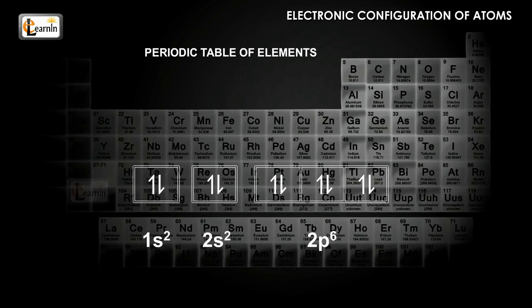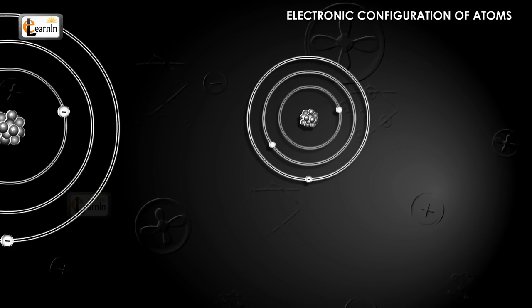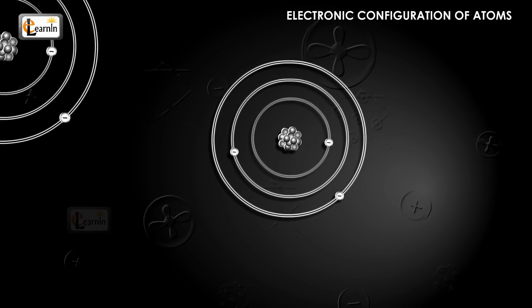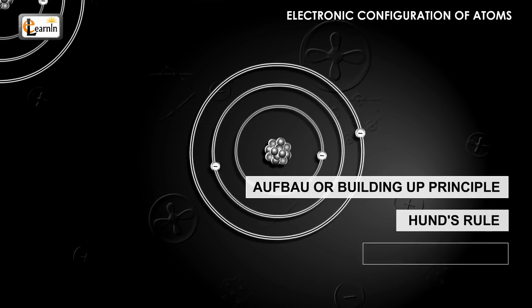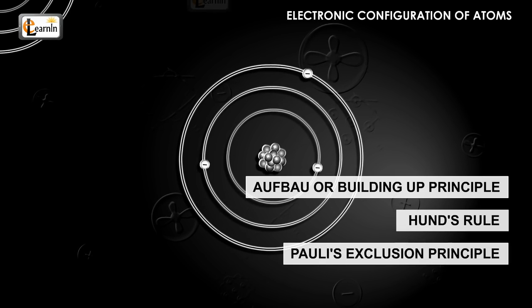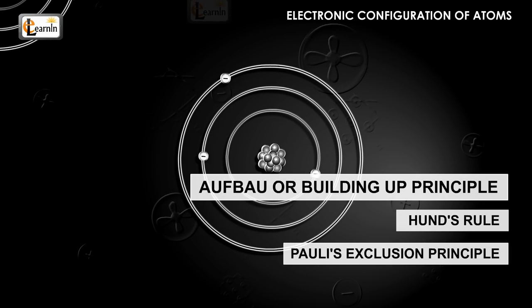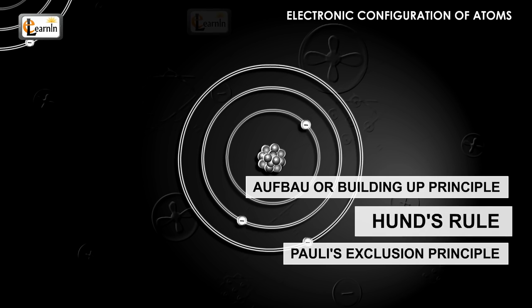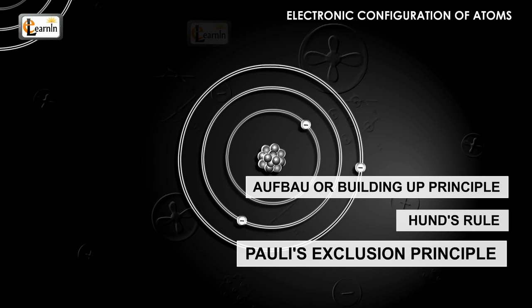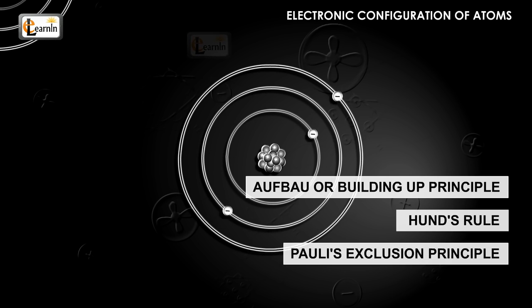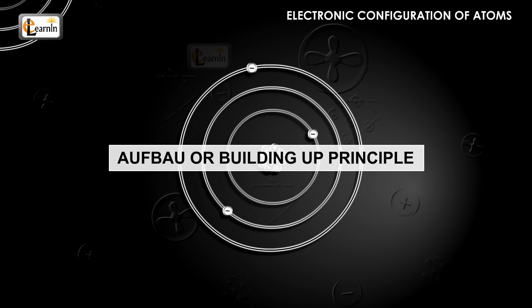the periodic table. The order in which these electrons are filled into the atomic orbitals are controlled by three crucial guidelines or principles, which include the Aufbau or building up principle, Hund's rule, and Pauli's exclusion principle. Let's start with understanding the Aufbau principle.